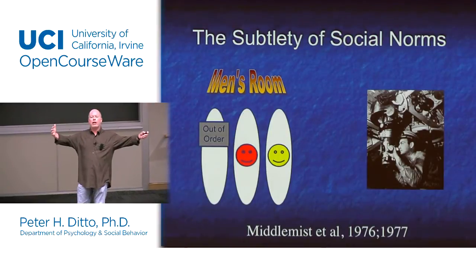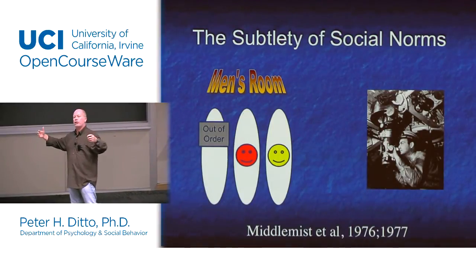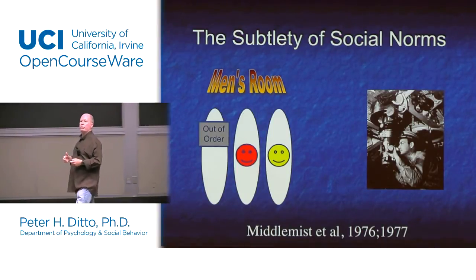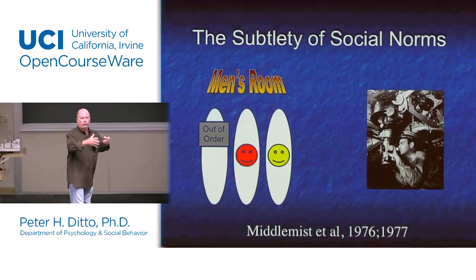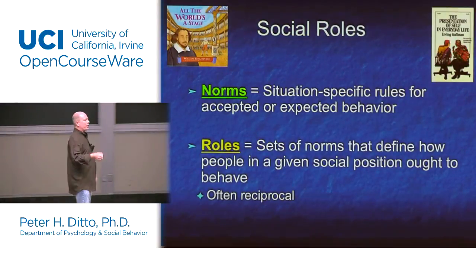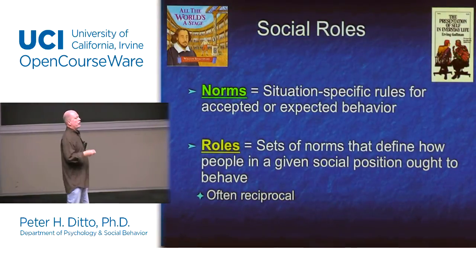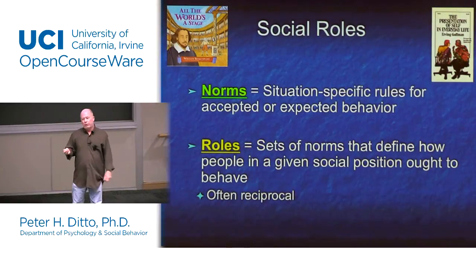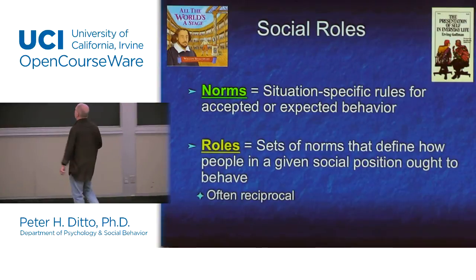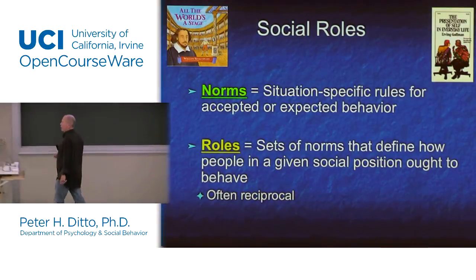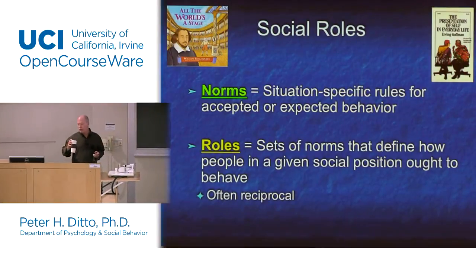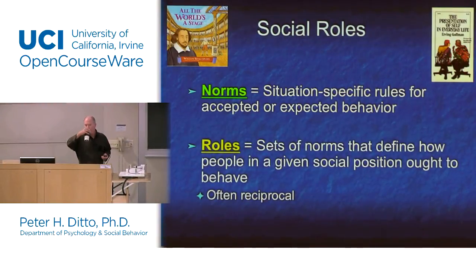And there's lots of norms. If you think about the situations that you go into, they very often have these simple rules that we follow. So our behavior sort of gets molded in the situations we go to. There's another kind of norm, or an extension of this norm concept, which is the idea of social roles, right? Again, another sociological concept to a certain extent. And roles are just sets of norms that define how people in a given social position ought to behave.